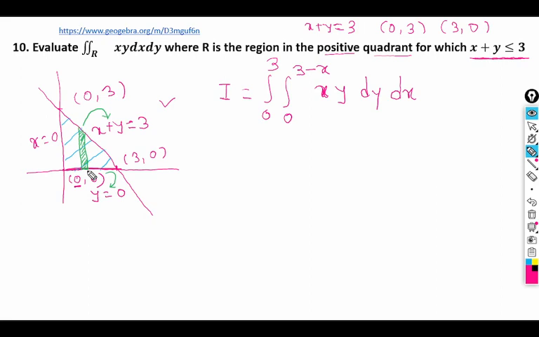Okay, so now the remaining task is very simple. We just have to assume x as a constant while integrating with y, and we can continue there. But before that, let me show you a small animation so that you will understand how these limits occur, 0 to 3 and 0 to 3 minus x.